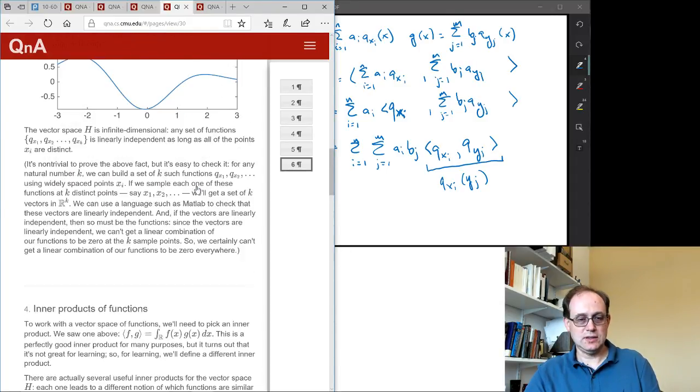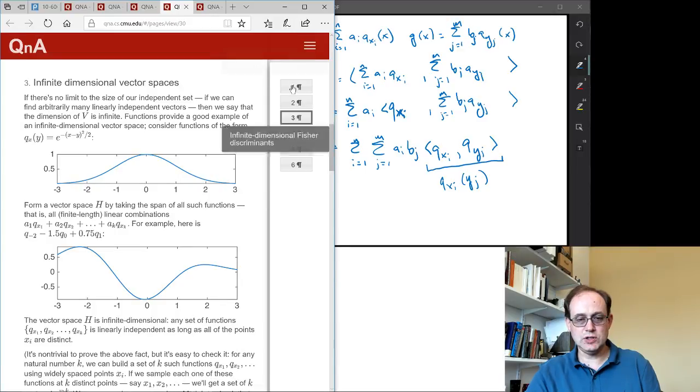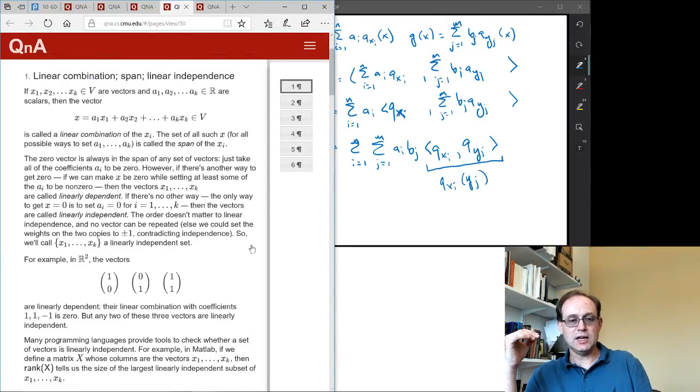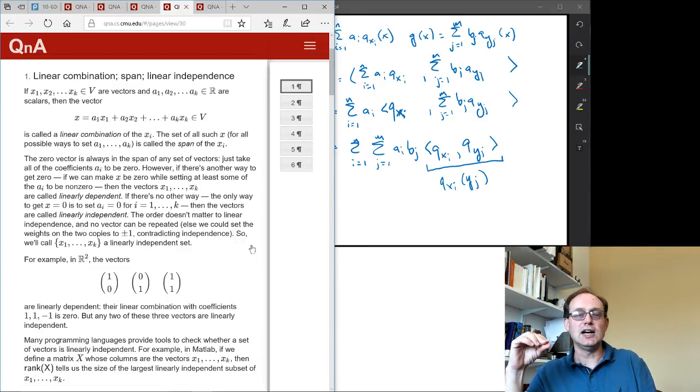So this is a whirlwind tour of infinite dimensional vector spaces and why you should care about them. As a review, infinite dimensional vector spaces are just like finite dimensional vector spaces, except that there's no finite basis for them. You can find a linearly independent set of vectors that's arbitrarily large. And maybe the most commonly used example of an infinite dimensional vector space is a vector space whose elements are themselves functions, and we showed how to use that in the context of a Fisher discriminant.